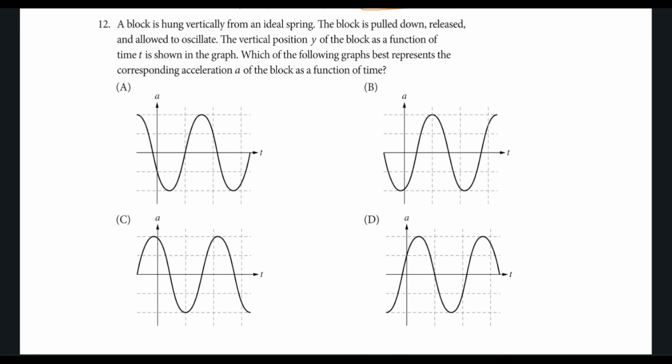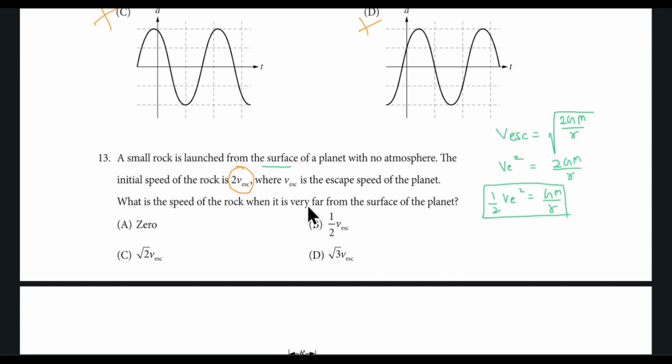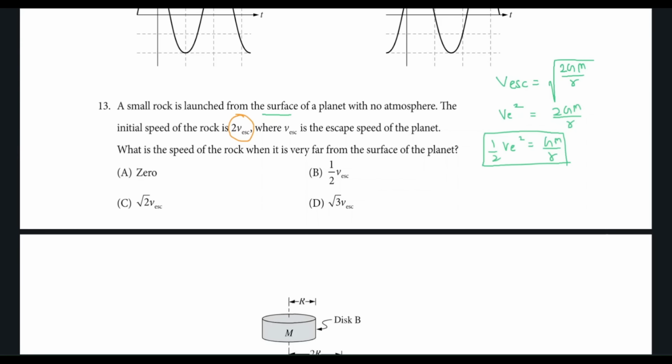Since it is launched from the surface of the planet, and we know that v escape for any planet is given by root of 2GM over R, right? I'm writing this for a reason. So can I say v escape square will be equal to 2GM over R? So can I say half of v escape square is GM over R, right? Let's keep it aside. Now I'm going to conserve the energy, because energy, it's something like this.